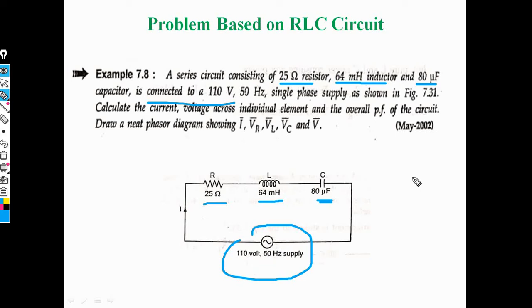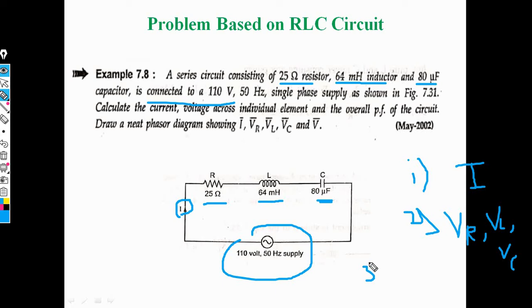Okay, now here calculate first the current, then the voltage across individual elements. Individual elements means R, L and C, that is VR, VL and VC. Then calculate the overall power factor with respect to I. That is the third parameter, cos phi, the overall power factor of the RLC circuit.